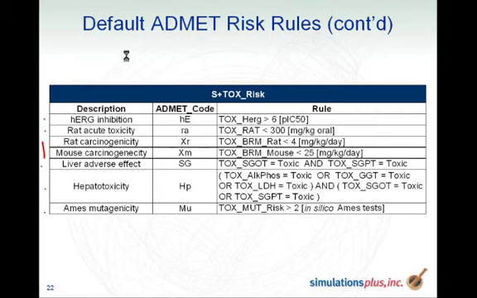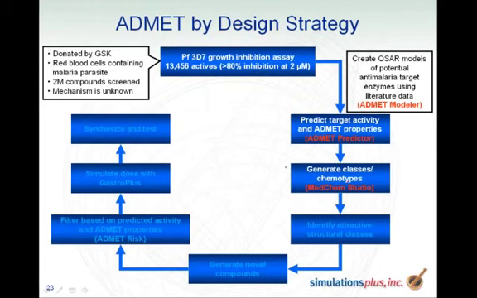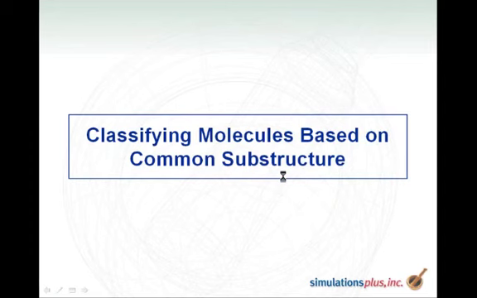Admet Risk rules. So going back to our overall design strategy, the next step is to take these 13,500 compounds and classify them or group them together so that compounds contain a common substructure. And we use Medchem Studio to perform this task.